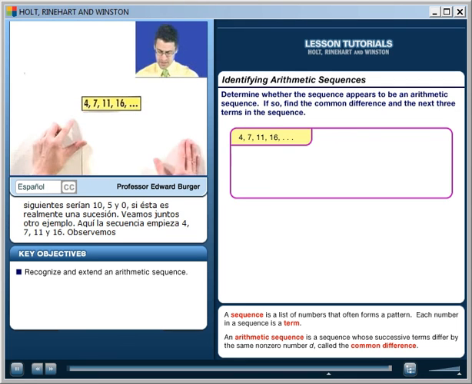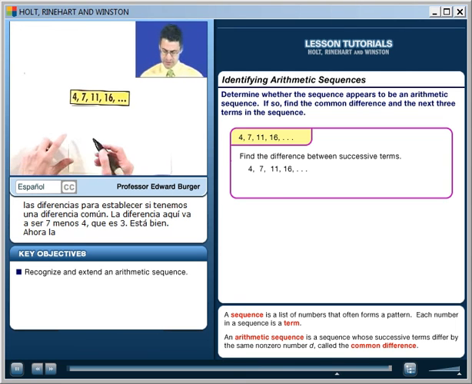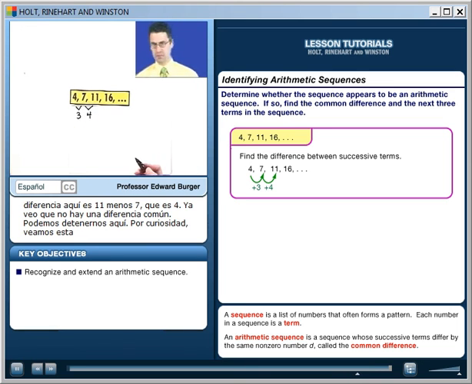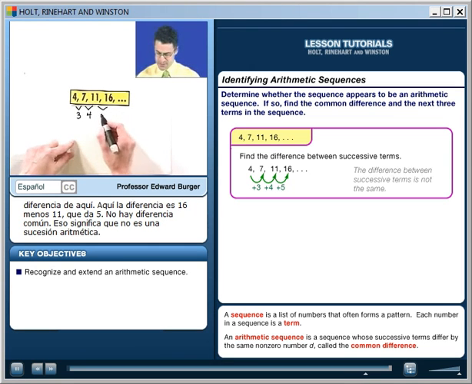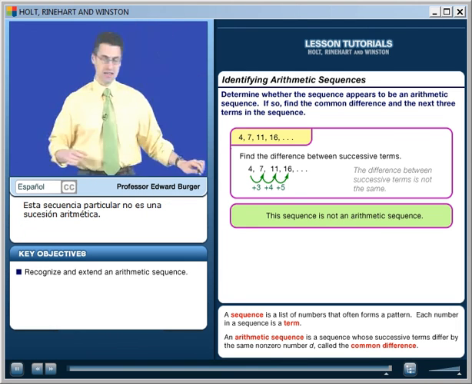So here, the sequence begins 4, 7, 11, 16. Let's take a look at the differences and see if we have a common difference. The difference here is going to be 7 minus 4, which is 3. That's fine. Now the difference here, 11 minus 7, that's 4. Already I see we don't have a common difference. We can stop here, but just for fun, let's look at this difference right here. We see this difference, 16 minus 11, is 5, so no common difference. That means not an arithmetic sequence. So this particular sequence is not an arithmetic sequence.